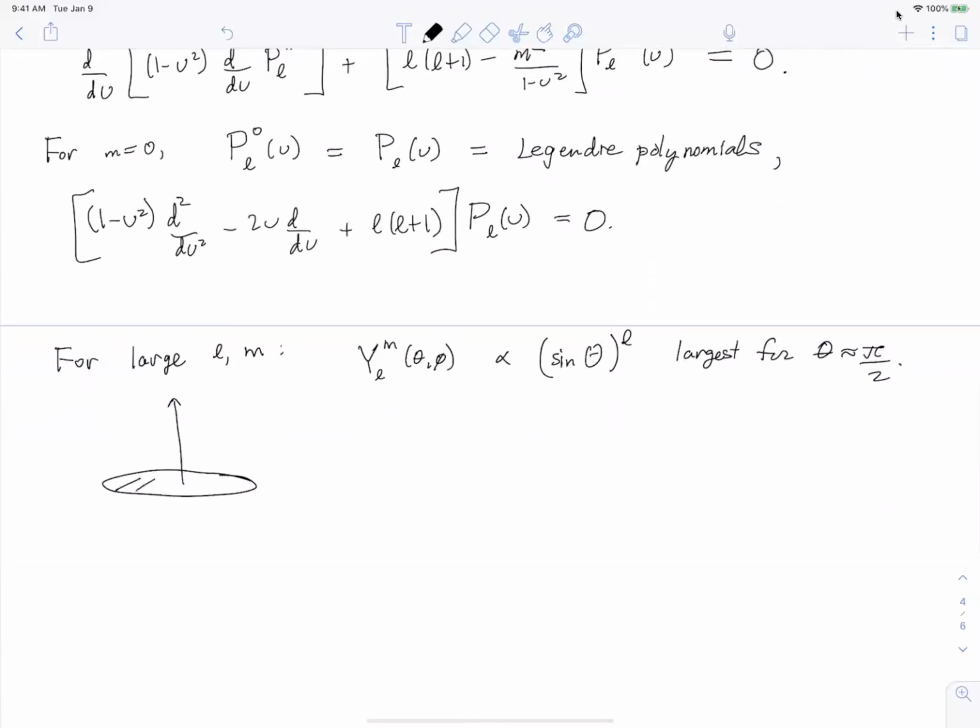So if we have some xy plane here, and so this is the z and this is the x, for example, then when L is very large, basically what's happening is we're saying the wave function is such that it's going to be very large along the equatorial plane and not so large up here, which is sort of corresponding to what we might imagine for a classical system that's spinning very rapidly.